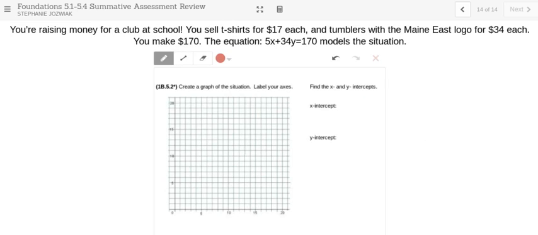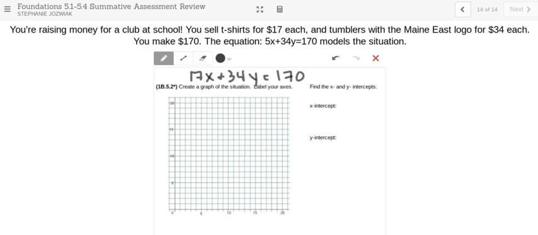All right, last but not least, we've got this word problem. You sell t-shirts for $17 each and tumblers with the Macy's logo for $34 each. You make $170. Now, Miss J made an error here when she made this problem, so please correct this equation. It should be 17x plus 34y is equal to 170. So I am sorry about that. That was a typo on my part, but it might change what your problem is.